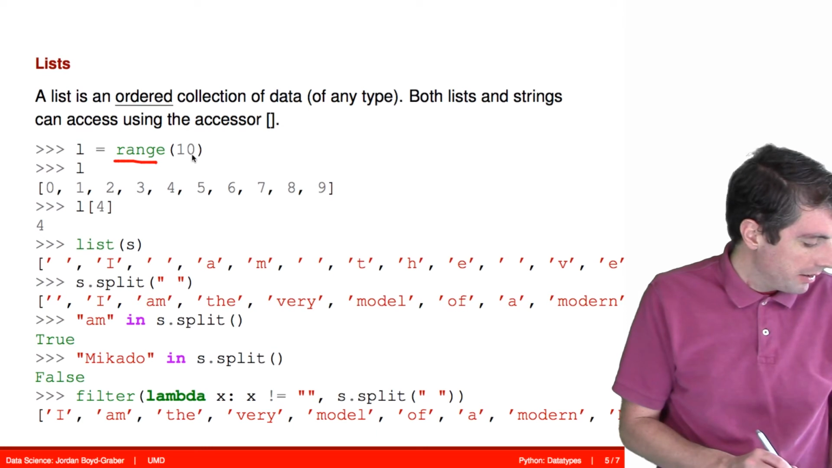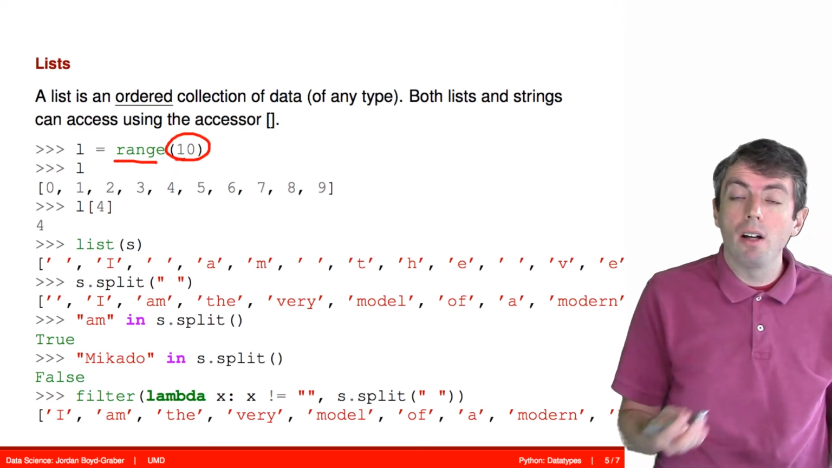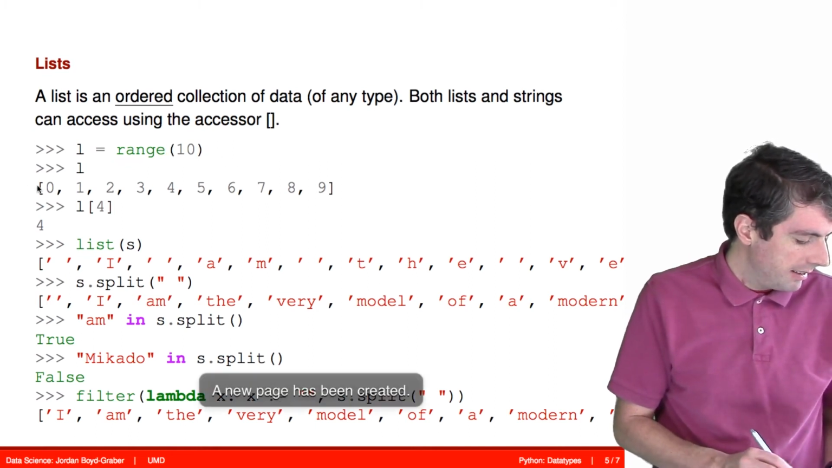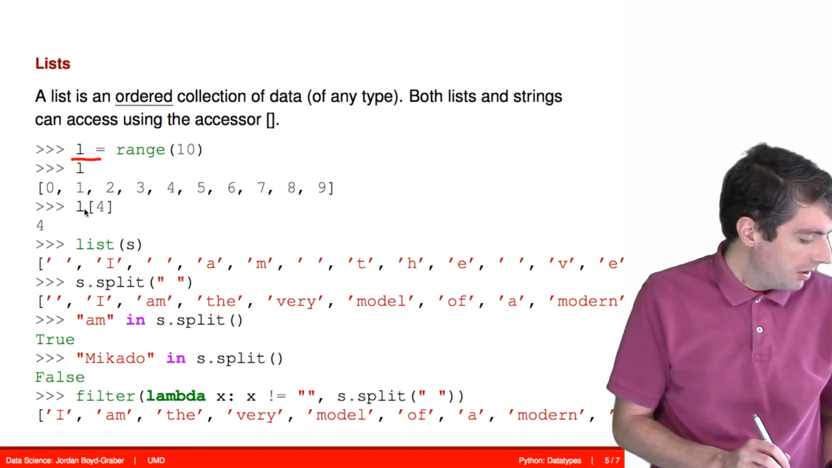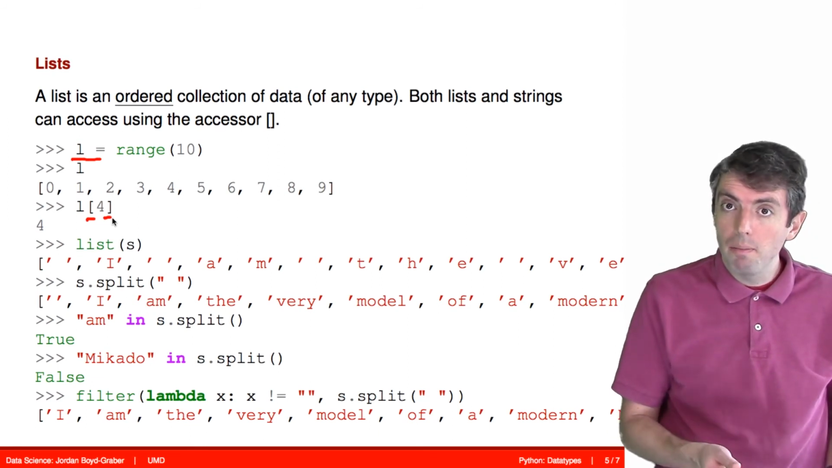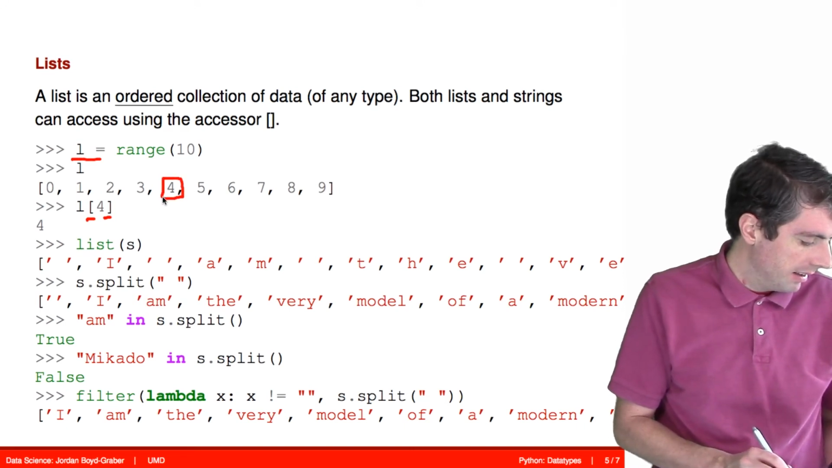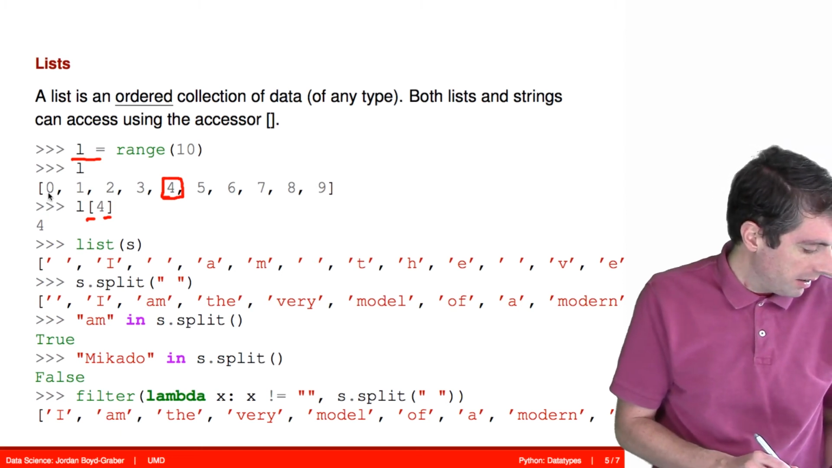The range operator takes a single argument, an integer, and then returns all of the integers less than that integer. So if you put in range 10, you get 0 all the way up to 9. Then if you want to access an element inside this new list that we've created called L, you can use the square bracket operator. And if you put in the argument 4, you get back 4, because 4 is the fourth element of the list. But remember, because we're in Python, the list is indexed starting from 0.